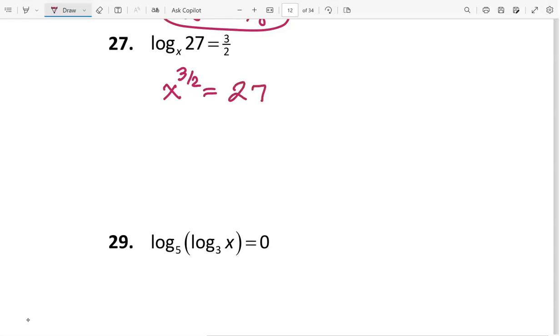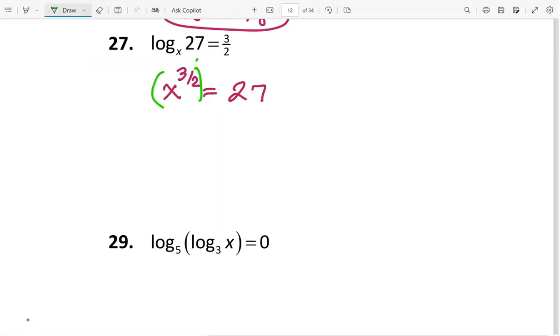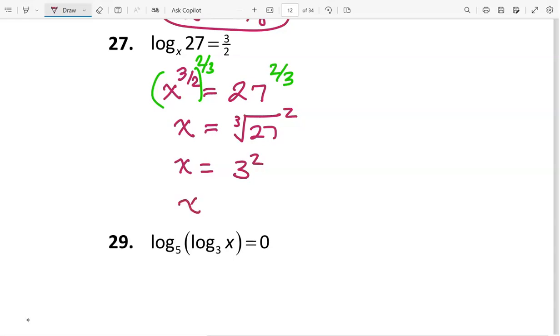In number 27, we have our base x raised to the 3/2 power is equal to 27. We can solve a fractional exponent equation by raising to a reciprocal power. So I'm going to raise both sides to the 2/3 power, because when we raise a power to a power, we multiply exponents, and 3/2 times 2/3 is equal to 1. So now we have x to the 1, which is x. On the right side, 27 to the 2/3 power is the cube root of 27 raised to the second power. We can do those in either order. It's easier to take the cube root first. The cube root of 27 is 3, raised to the second power is 9, so x equals 9.